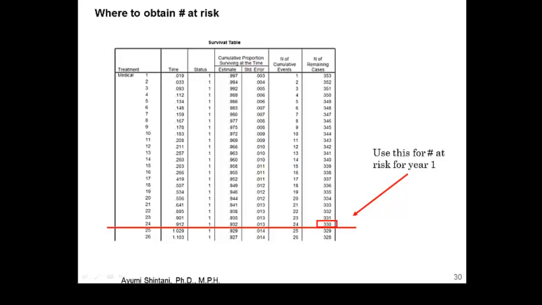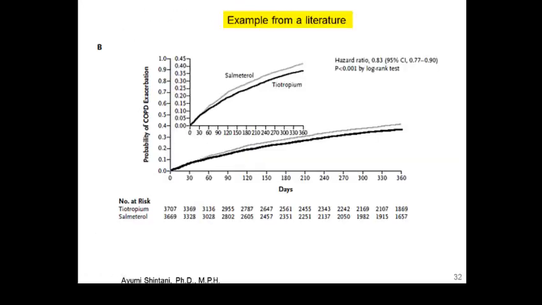So we don't really have the exact number of 1.000, so you go to a time of 0.912 year and then use the number at risk and find the number at risk for this time point, and this number is for the medical group. You put this number in the graph by hand.